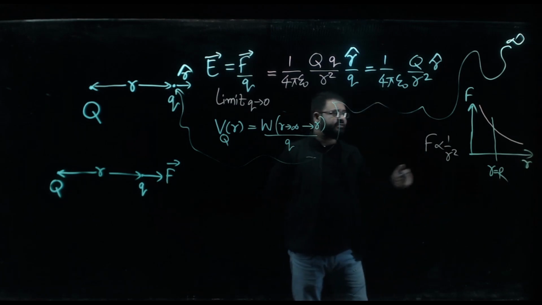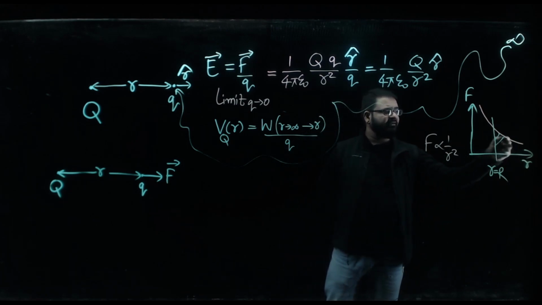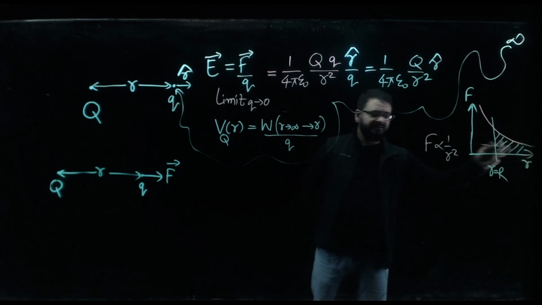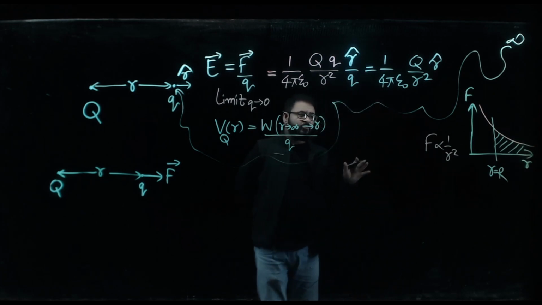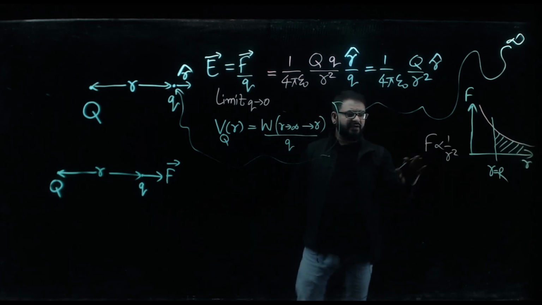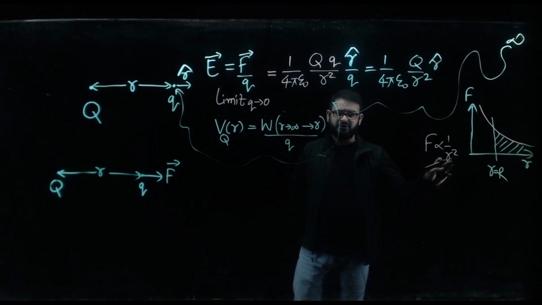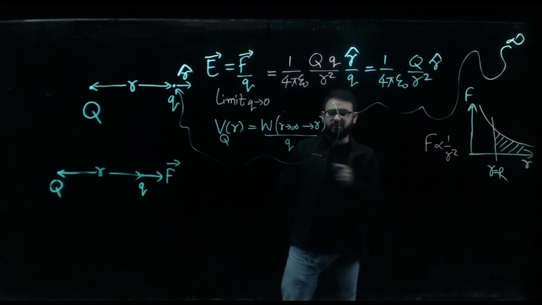Then if we are interested in calculating the total work done, we have to calculate the area under this curve, where this point goes to infinity. Okay? It is no more a constant force. Okay? It is inversely proportional to R squared. So we have to use calculus.